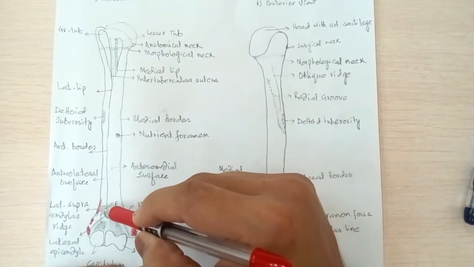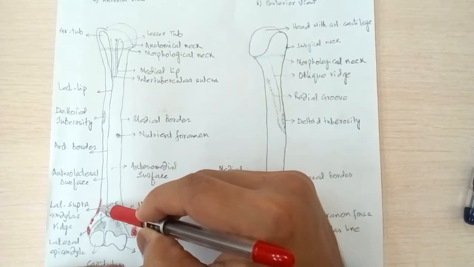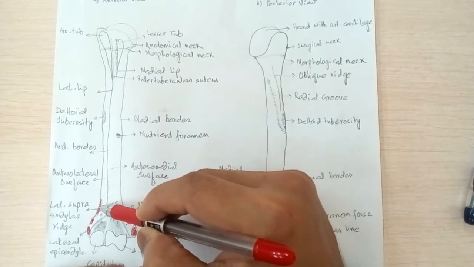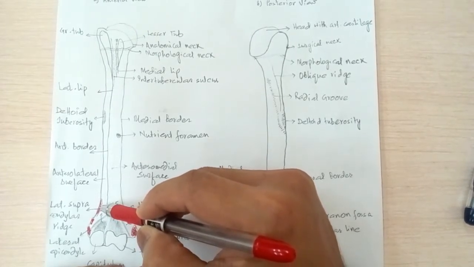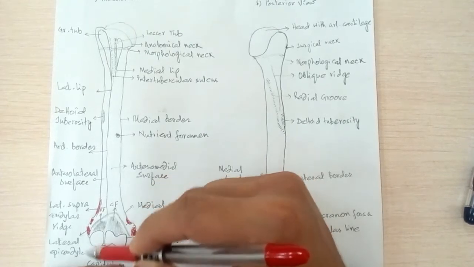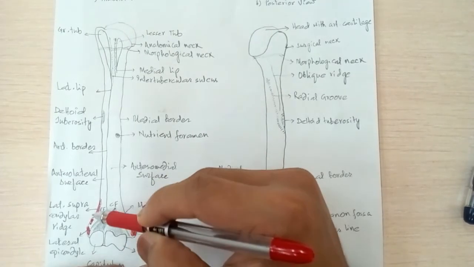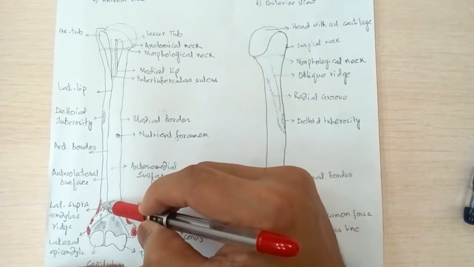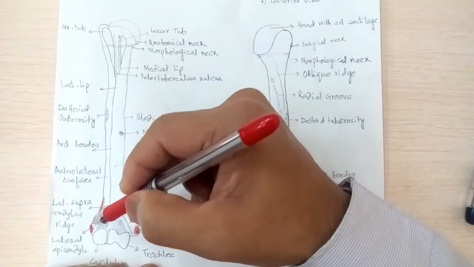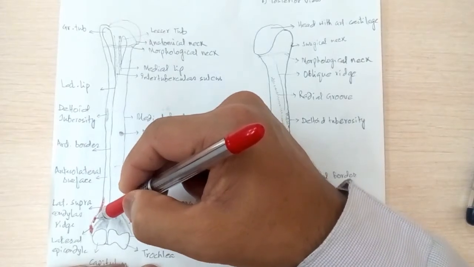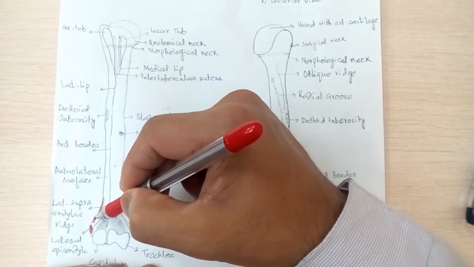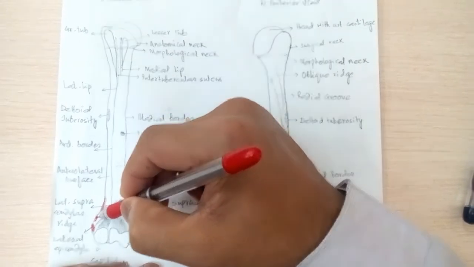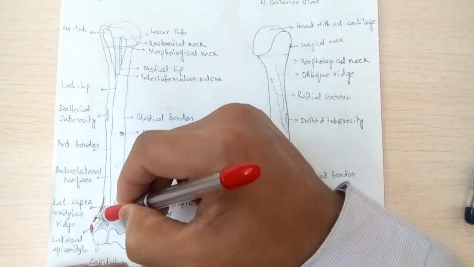Now, here are two important muscles on the lateral epicondylar ridge. The first one is the brachioradialis muscle, from the brachium, the arm, to the radius. This is the origin of the brachioradialis muscle, and this is the area of origin of the extensor carpi radialis longus, the lateral epicondylar ridge.